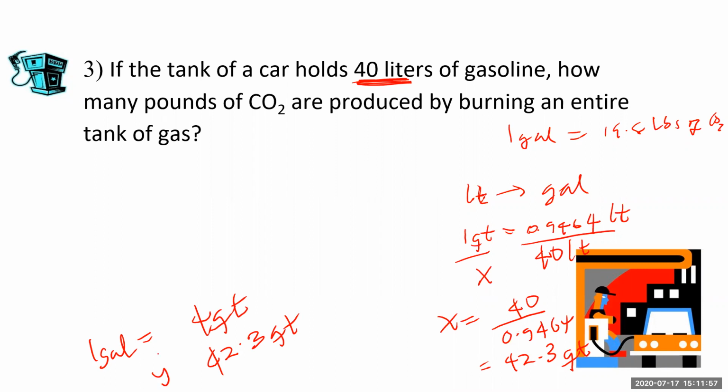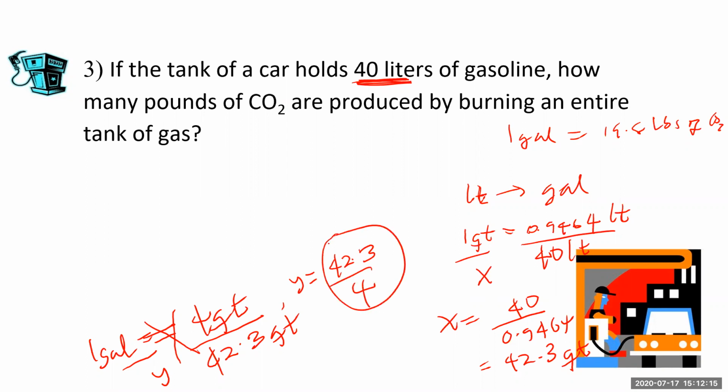So let me say that is y. Now you divide, and right there you cross product, right? So your y is going to be 42.3 quarts divided by 4, and that will give you the gallons. Is that okay? So what do you have for that? That should give you 10.57 gallons, right? I think so. And now you can multiply by 19.8. So this is going to give you the amount of CO2.